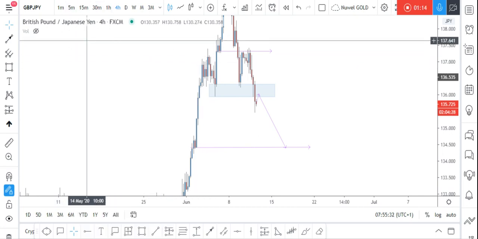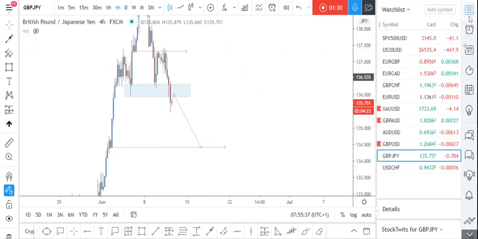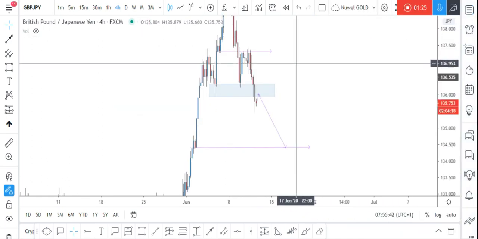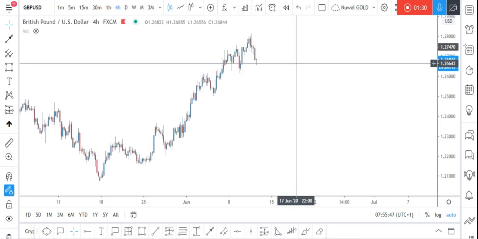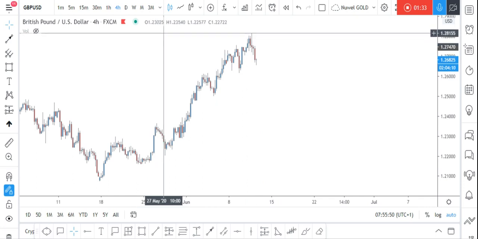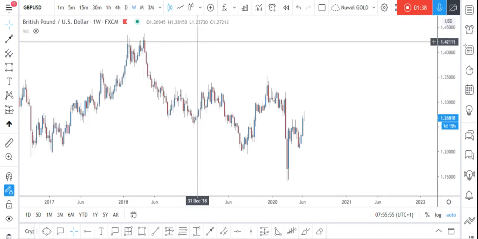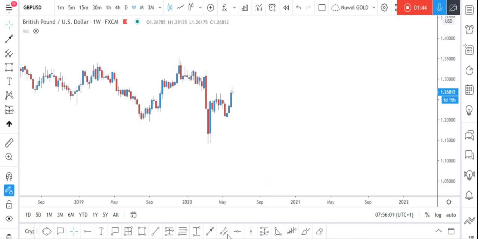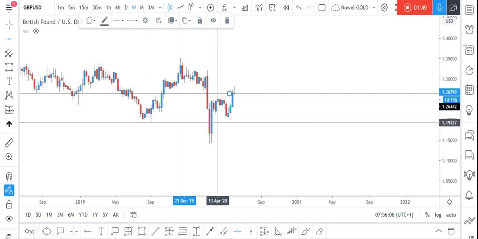All right, moving on. Let me see the pair I'll be touching today. Let's go to one of my personal favorites, GBPUSD. Currently the pound is a bit messy, but we can still break this down easily and accurately. First things first, weekly, as always, top down analysis. That's the key. Get your weekly.